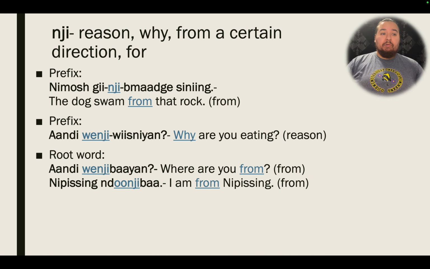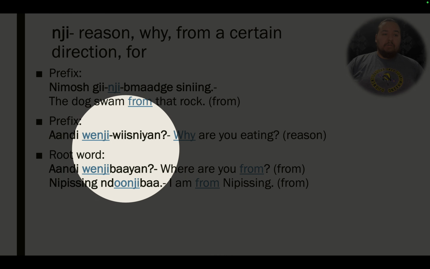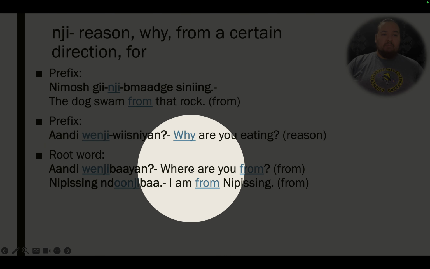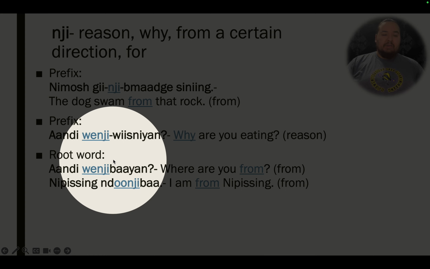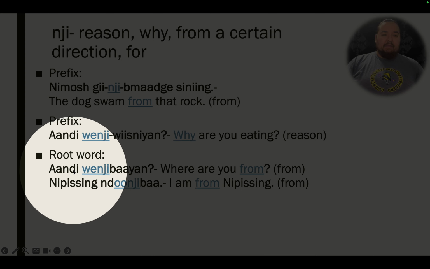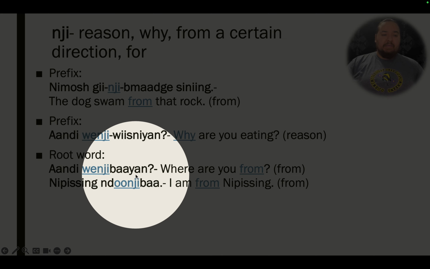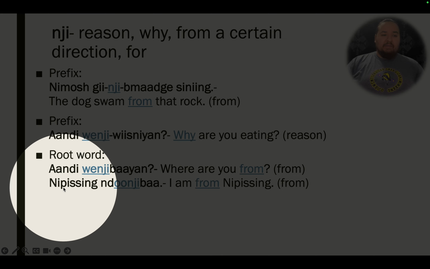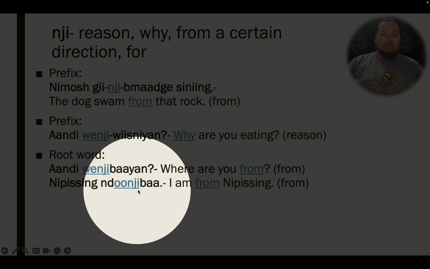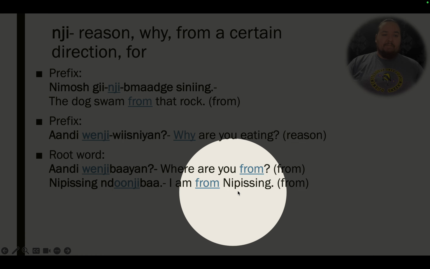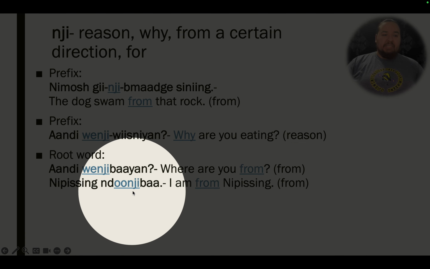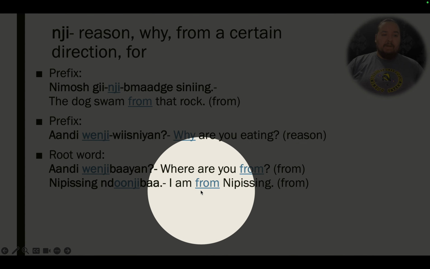Next, we have it in root words. So, onde wenje bayan, where are you from? So that wenje is referring to where. Onde, general question word. Yan is you. And then you could say blank or whatever. My example, Nipissing in Don Jaba. So I am from Nipissing. So that nje is referring to from.